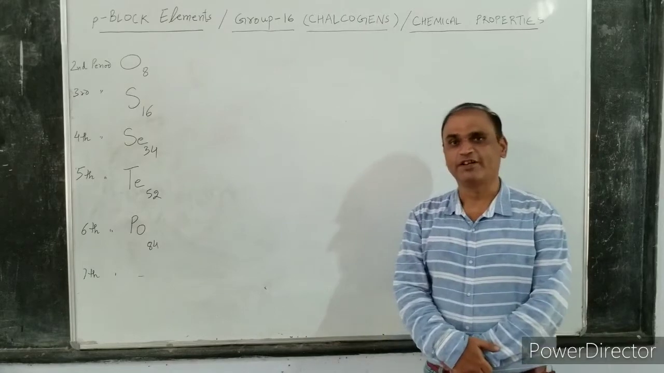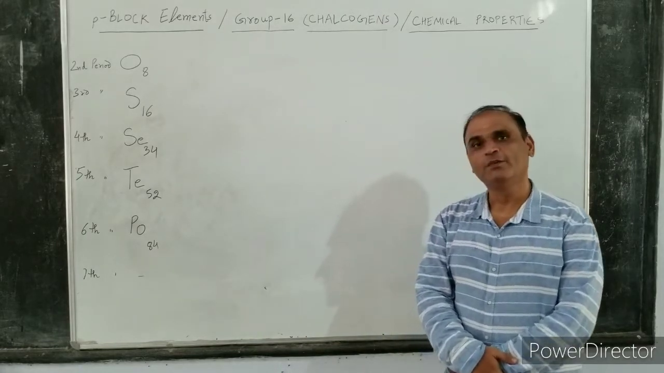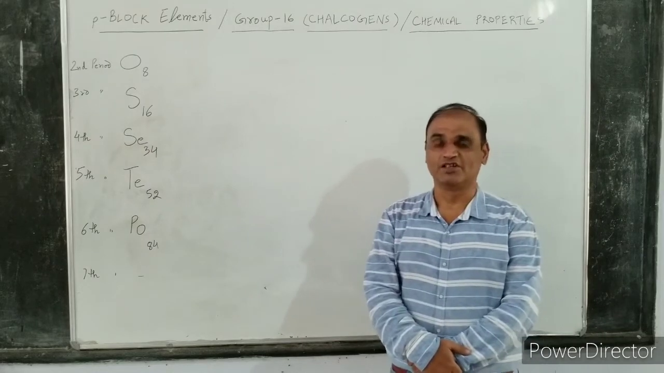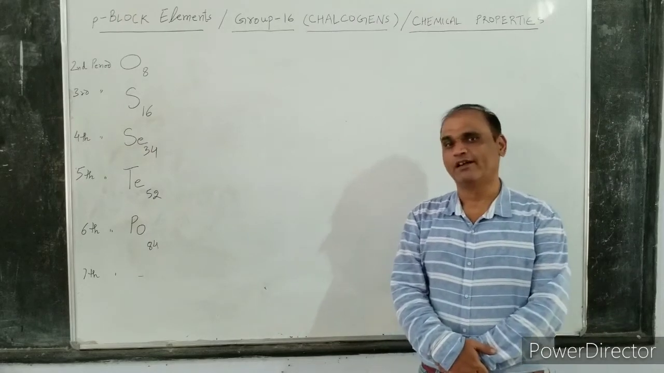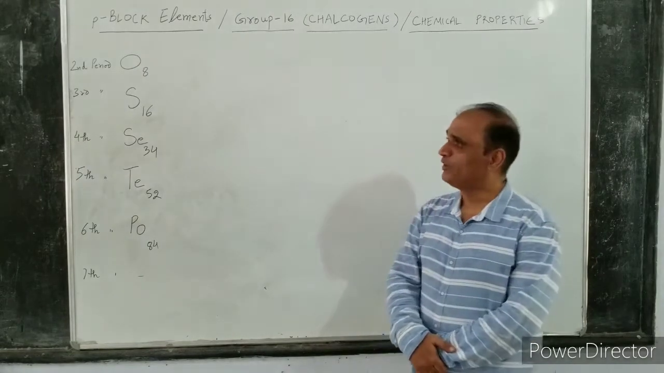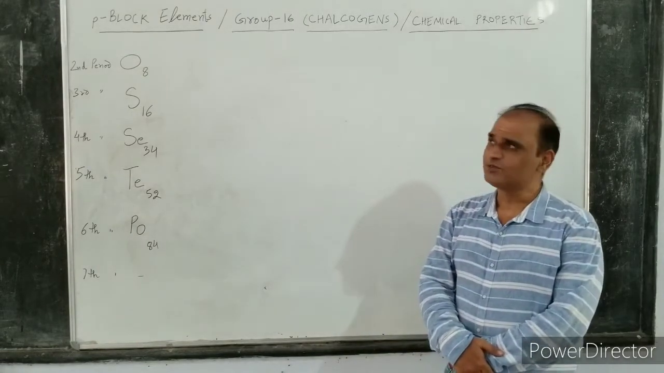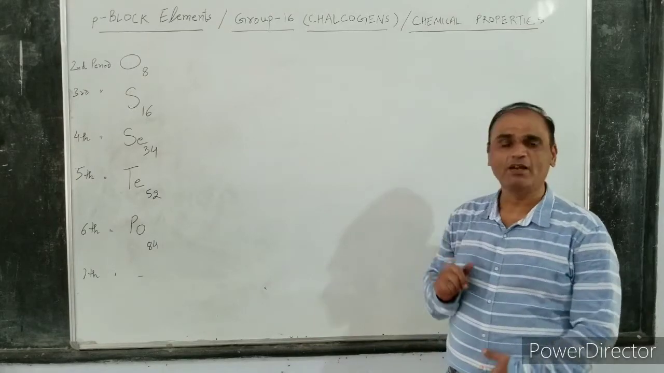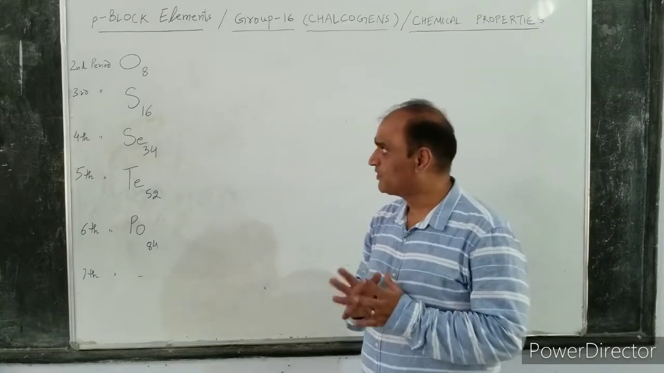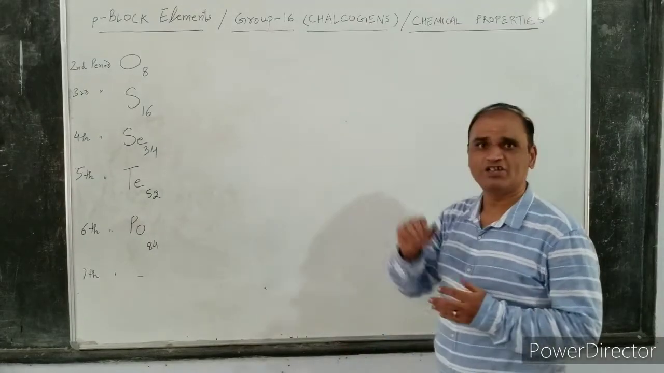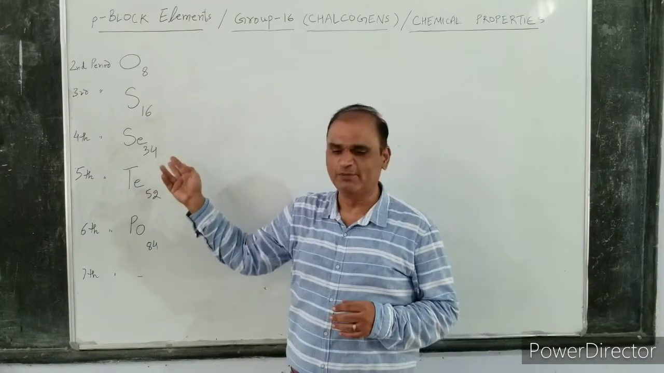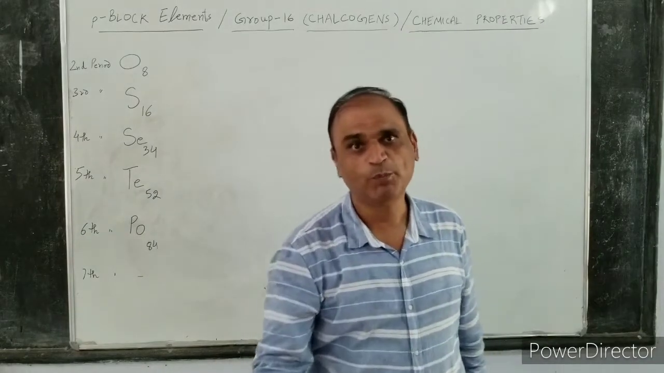As you know, we are studying P-block elements. In previous videos, you have learned about their general introduction, their occurrence, physical properties, etc. In today's lecture, you are going to study about the chemical properties of group 16 elements. Group 16 elements, also called chalcogens, comprise oxygen, sulfur, selenium, tellurium, and polonium.